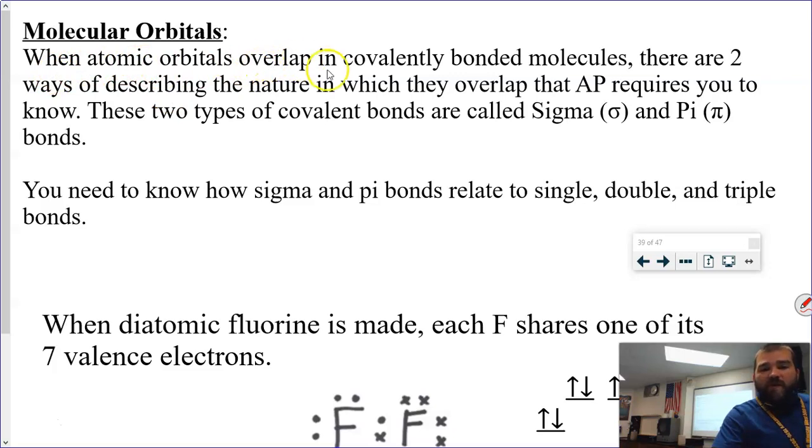So when atomic orbitals overlap in covalently bonded molecules, there are 2 ways of describing the nature in which they overlap that AP requires you to know. These 2 types of covalent bonds are called sigma bonds, with this little sigma symbol, and pi bonds, with the pi symbol, okay? Now, this is not 3.14 blah, blah, blah, okay? We're not in math class. Pi bonds in chemistry have absolutely nothing to do with that constant, okay? Just a side note. I don't think your brains would have gone there anyway, but just to be sure. So you need to know how sigma and pi bonds relate to single, double, and triple bonds in AP Chem.